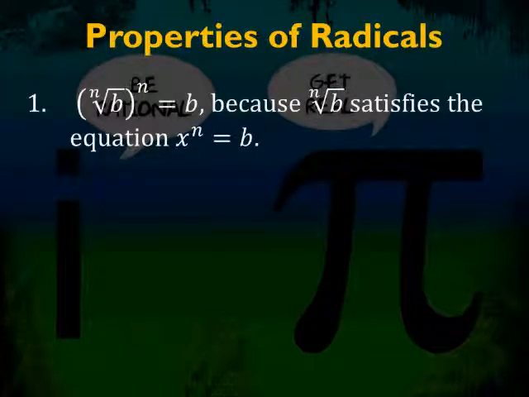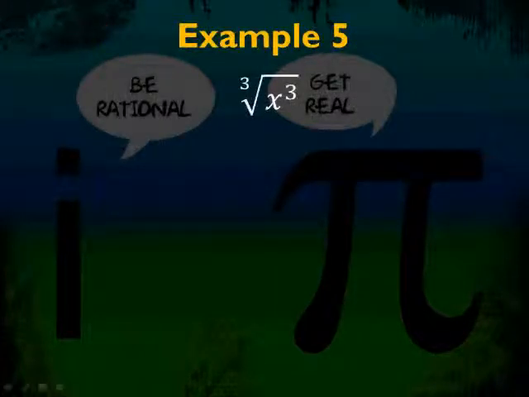On page 261, the book lists 3 properties of radicals. Let's start with number 1. The nth root of b, all to the nth power, equals b, because the nth root of b satisfies the equation x to the n equals b. Again, this looks more complicated than it is. Basically, for example, if you have the fourth root of 16 to the fourth power, they kind of cancel each other out. These are inverse functions, the nth root and n. So x to the n equals b, and if you plug in nth root of b for x, you're going to get b.